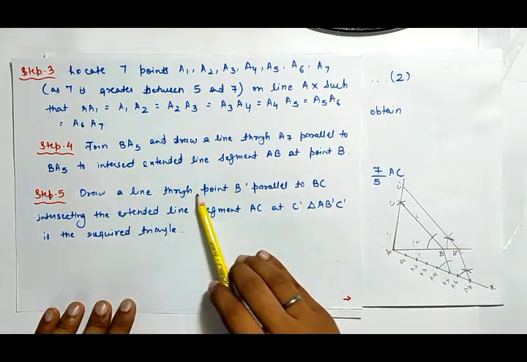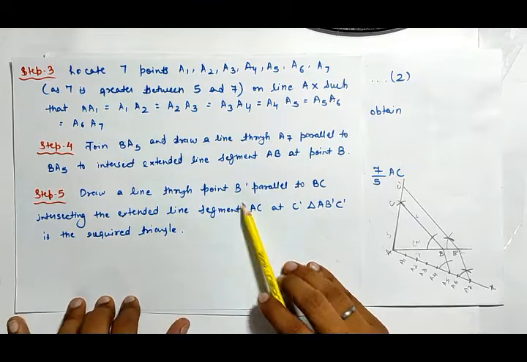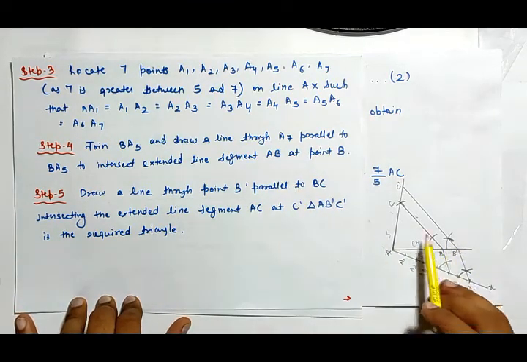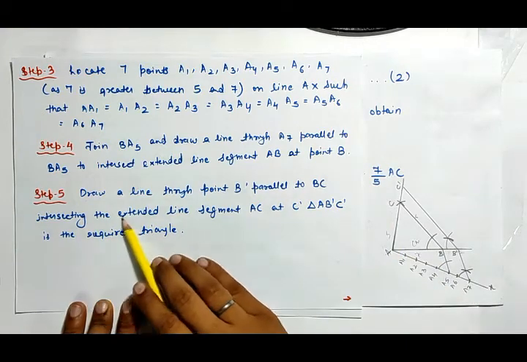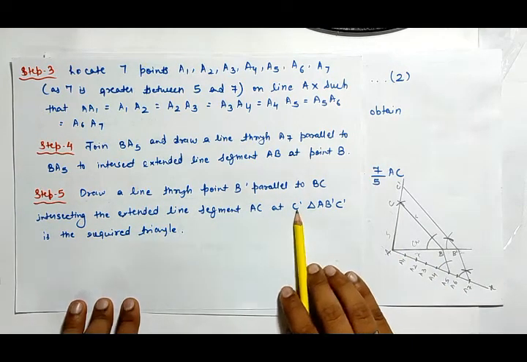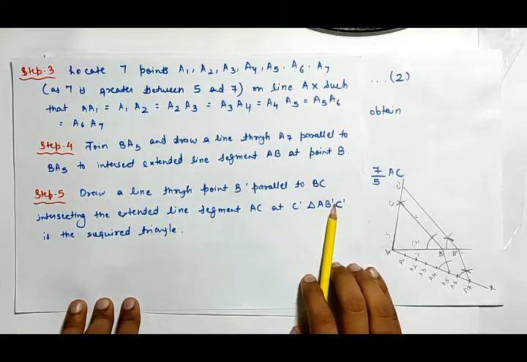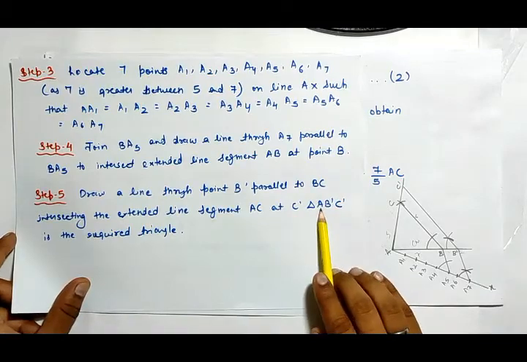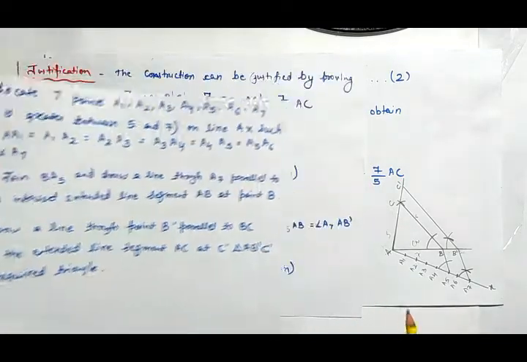Step 5 is draw a line through point B parallel to BC, intersecting the extended line segment AC at C dash. Triangle AB dash C dash is the required triangle.